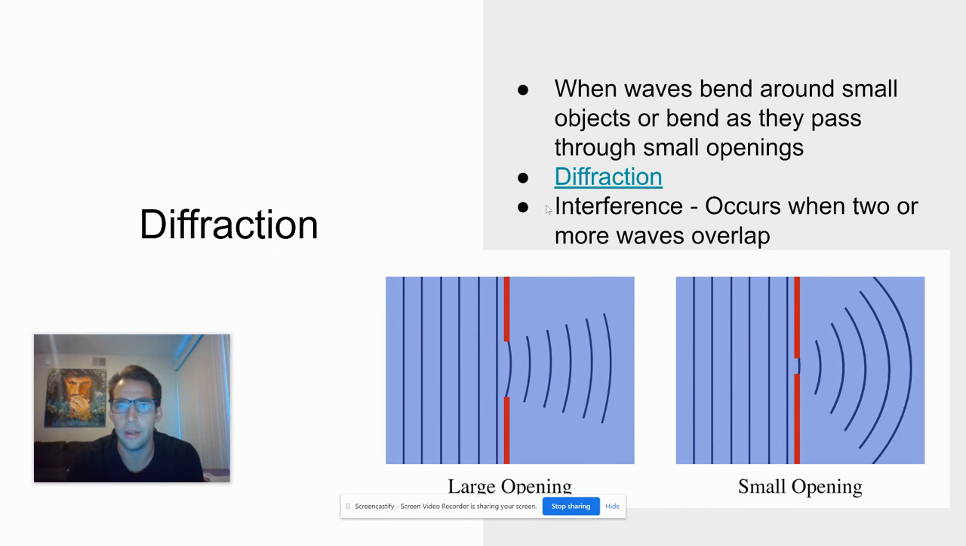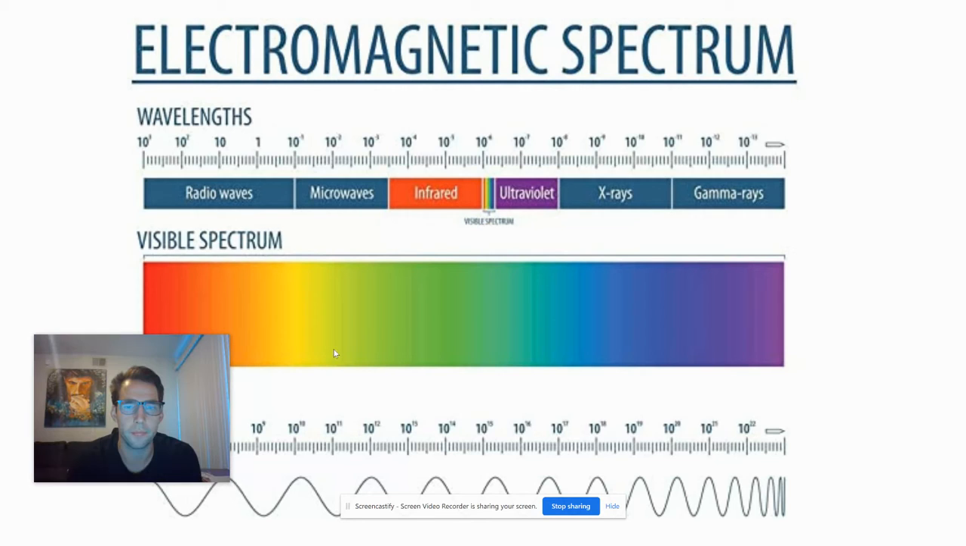That's diffraction. And you can watch this video here if you have time. Go ahead and take a look at that. It's easier to see it when the waves are actually moving. Interference is when two or more waves are going to overlap with each other.